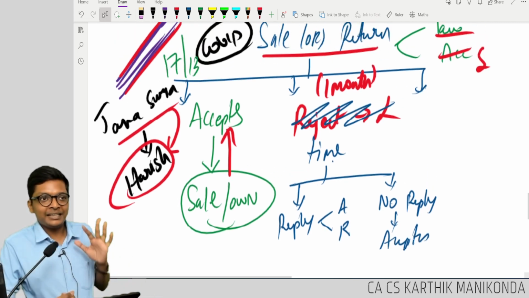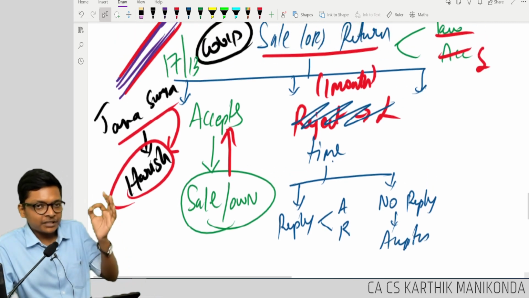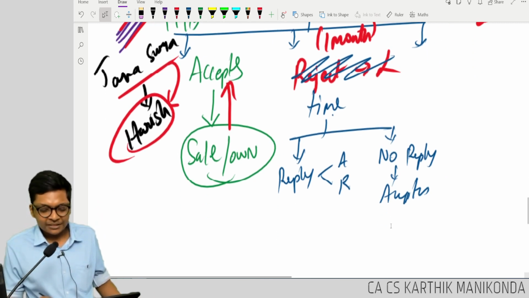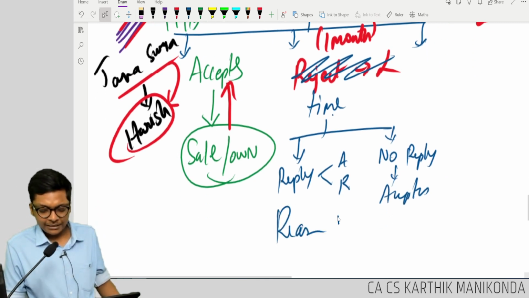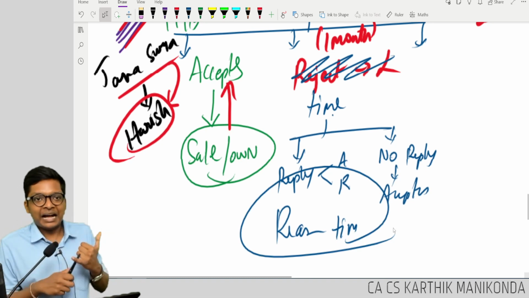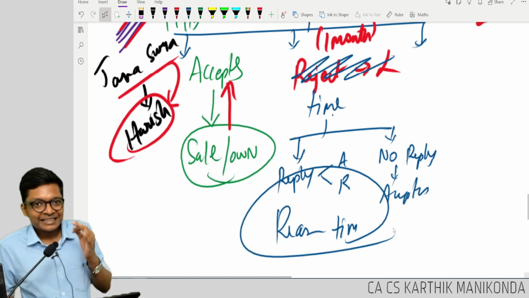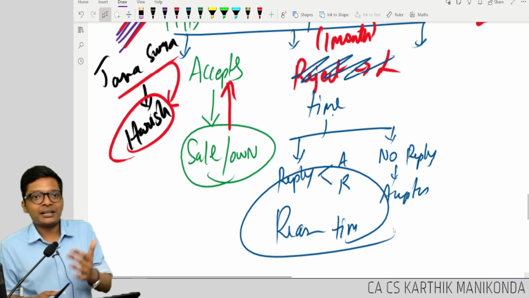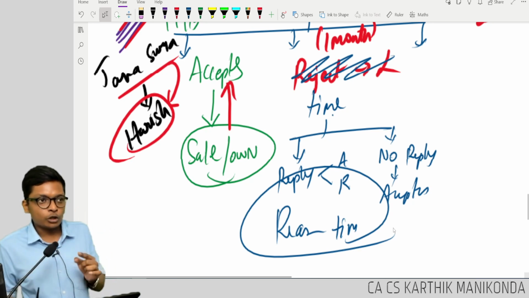Now Janasurya's friend did not give a time. He just gave the shirt. Now Harish should reply within a reasonable time, where for sale or return basis, time is not specified. Acceptance or rejection should come within a reasonable time. If it goes beyond a reasonable time with no reply, it's equivalent to acceptance.